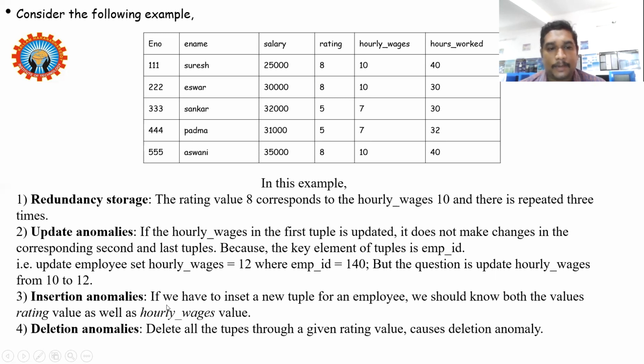Next, insertion anomalies. If you have to insert a new tuple for an employee, we should know both values. Already we discussed. Deletion anomaly: delete all the tuples for a given rating value causes deletion anomaly.